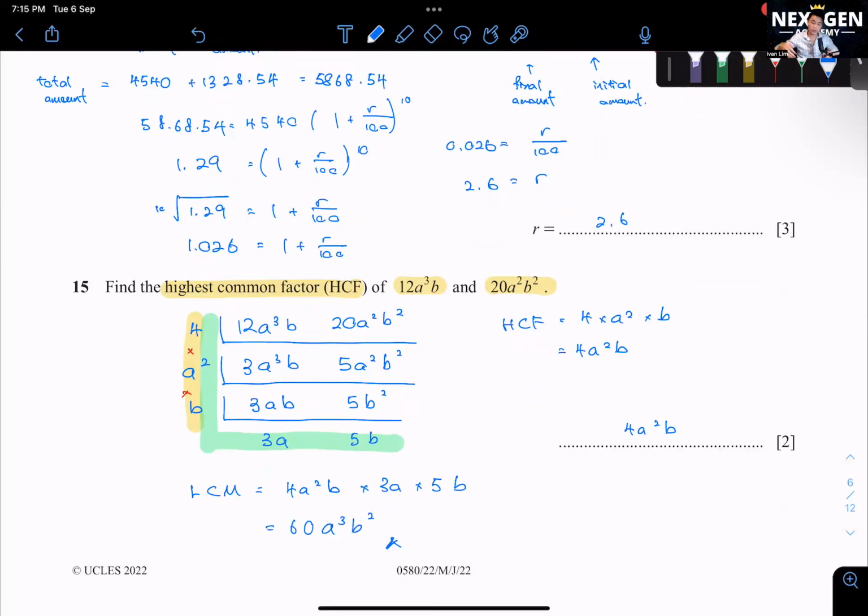Is there an easy way to remember HCF and LCM? Always remember highest common factor: high-rise building. Lowest common multiple: low, the L shape, low. So we take all the digits at the L to multiply it. Okay, cool.